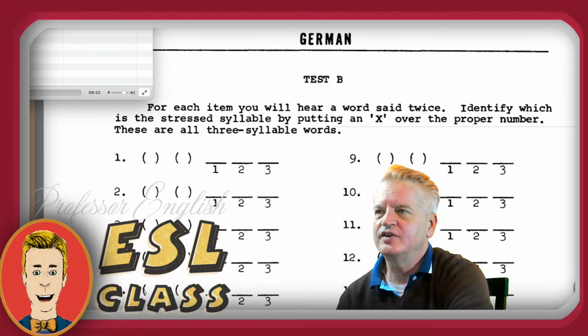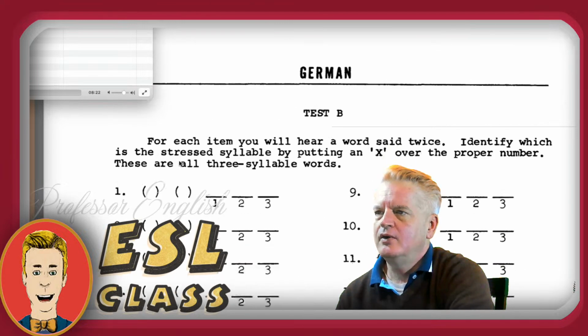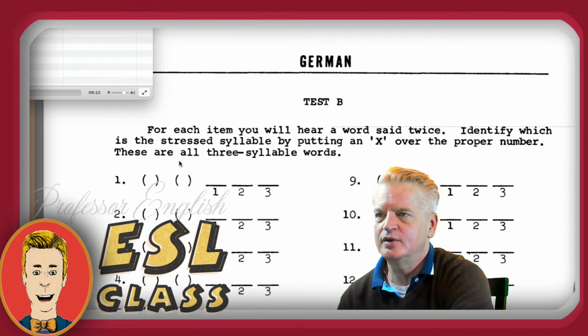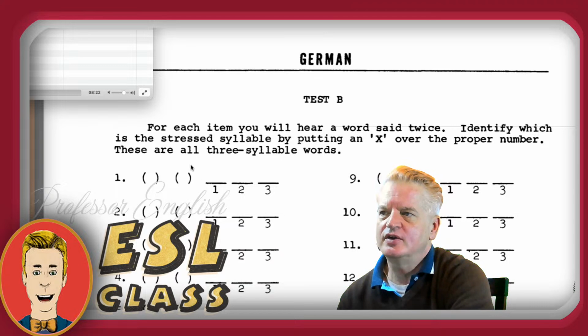Well, let's read the instructions first. For each item, this is test B, for each item, you will hear a word said twice. Identify which is the stressed syllable by putting an X over the proper number. These are all three-syllable words. Autobus, that's the first syllable.